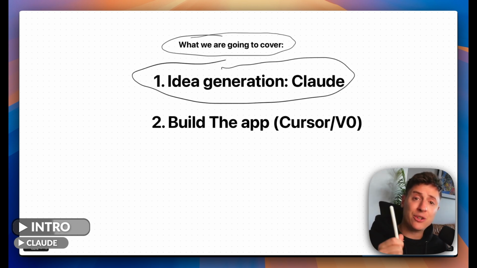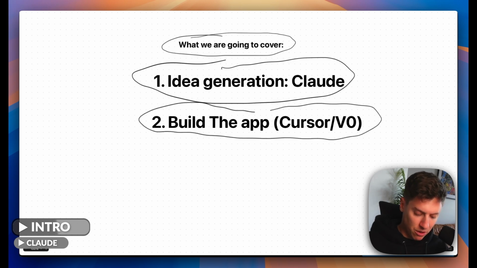Next, I'll show you how to actually build the app. We'll do that with Cursor and V0. Cursor and V0 are the two most powerful AI tools I've ever used. They make it super easy to build out any idea really quick, again, with no coding at all. I'll go through beginning to end how to use both those tools so you can build the software yourself.